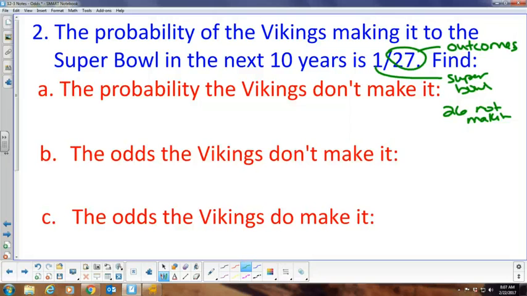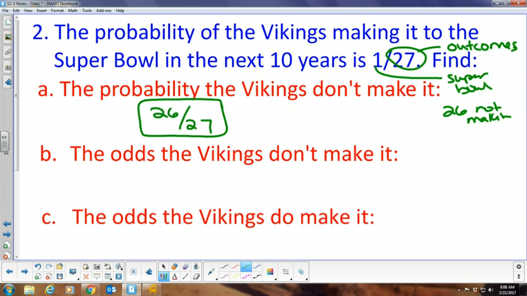So if we're going to do odds right now, what 2 numbers would we be using? 1 and 26. If we're doing probability, the bottom number is always 27. Do you see the difference? That's the part that gets really confusing for kids. So hopefully if you can realize that, you'll be fine. So it says, what's the probability the Vikings don't make it? Well, if the probability of them making it is 1/27th, what's the probability of not making it? 26 out of 27.